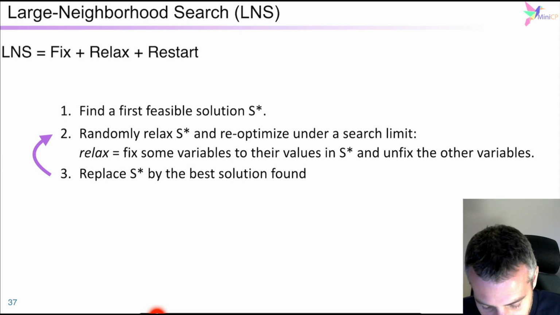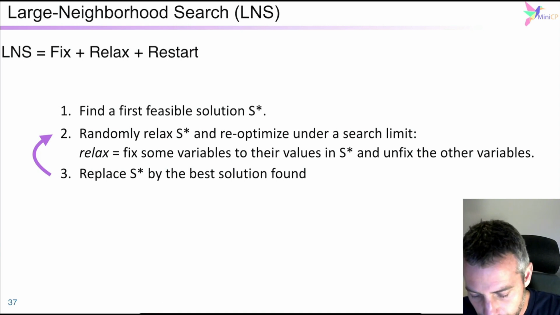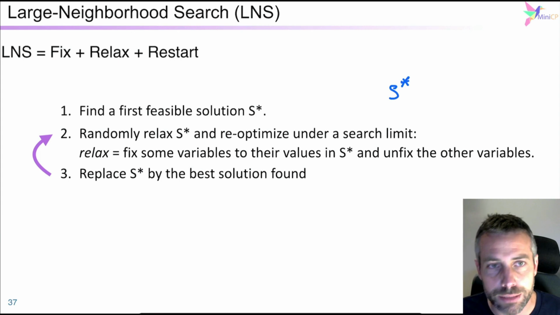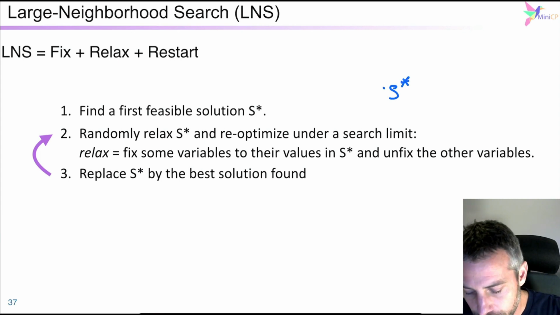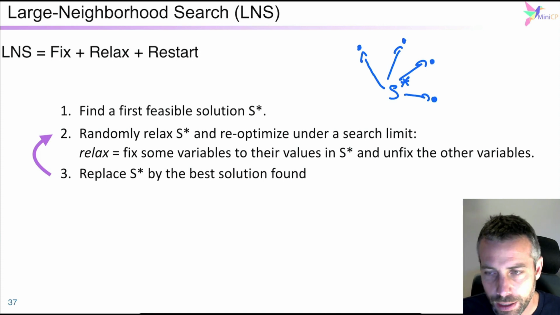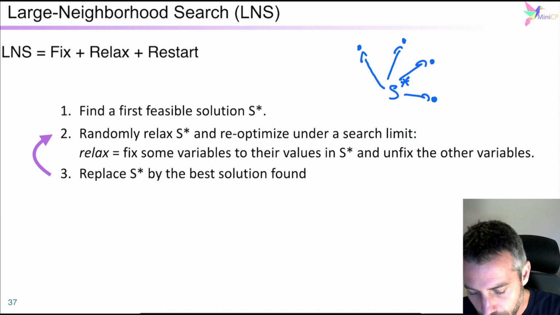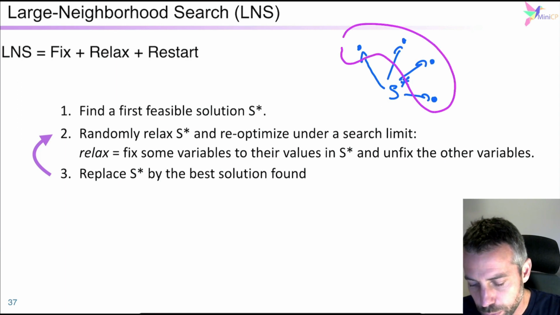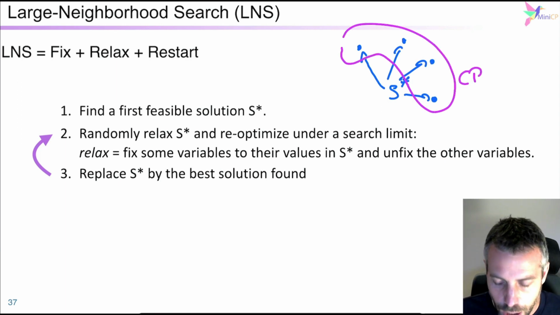Then you have your feasible solution, let's call it S star, that's the best feasible solution. And you will try to explore some modification to that one, and you will explore a neighborhood around that solution. And this neighborhood, you will explore it using constraint programming, using CP. How do we do that?